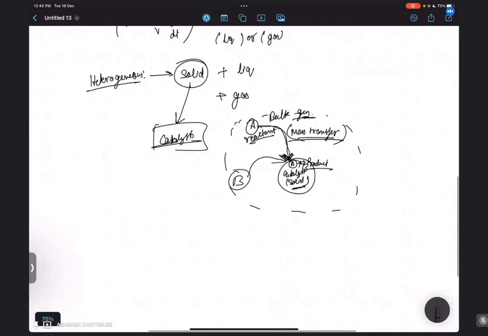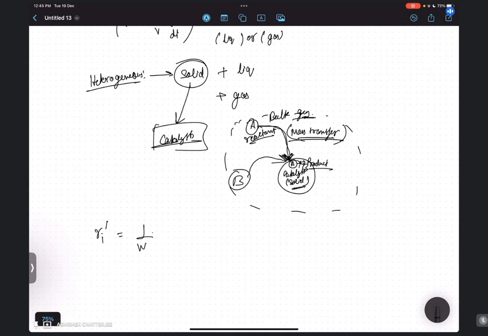And because here the catalyst is involved, the rate of the reaction, Ri, you can note it by single dash or double dash. Those things are just notation, doesn't matter. The idea must be clear to you. Ri dash is 1 by W into dni by dt, and the second format is Ri double dash, that is 1 by S into dni by dt. Okay, what is this W?